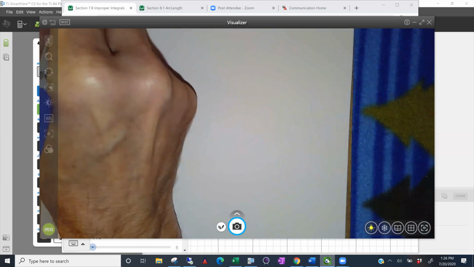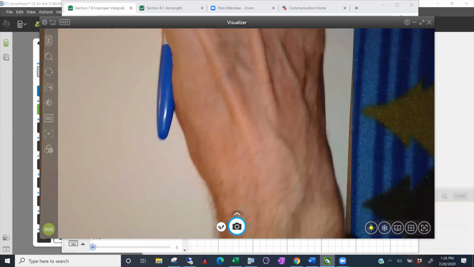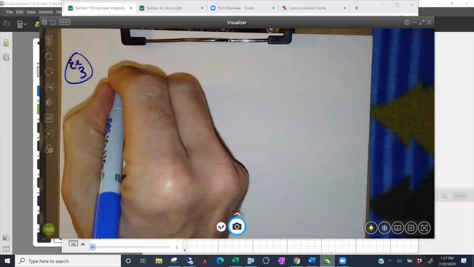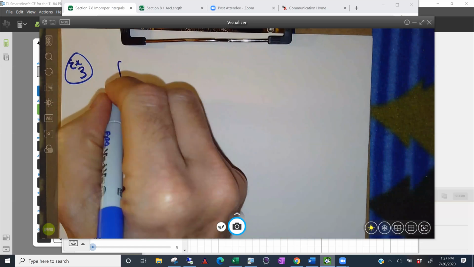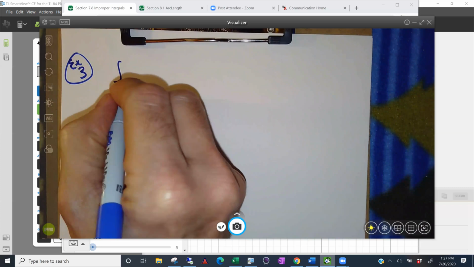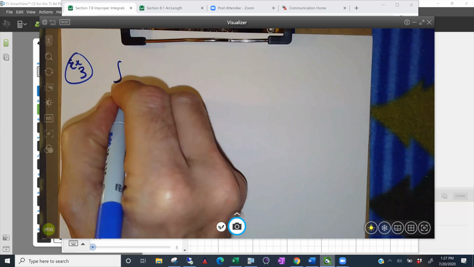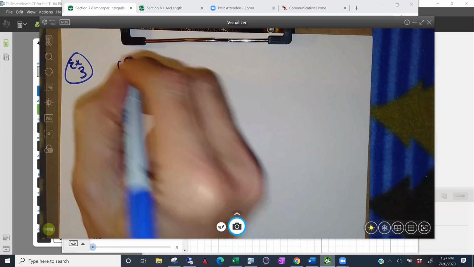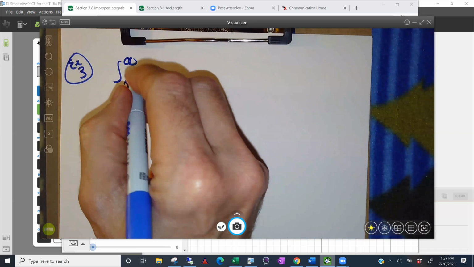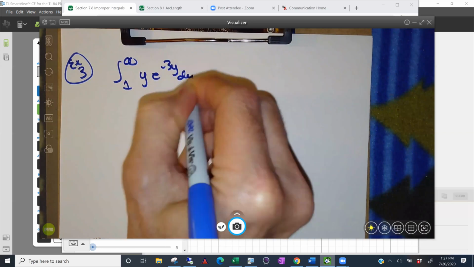So our third example. It's going to be this. The integral from, we keep on going from 2 to infinity. Let's just, for giggles, go to from 1 to infinity. Even though I think the original problem was 2 to infinity, of y e to the -3y dy.